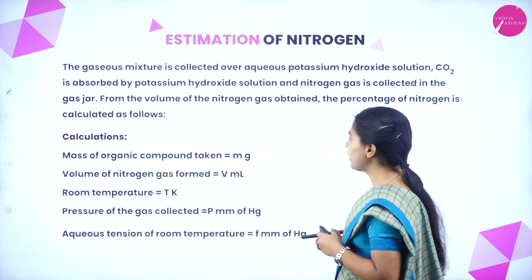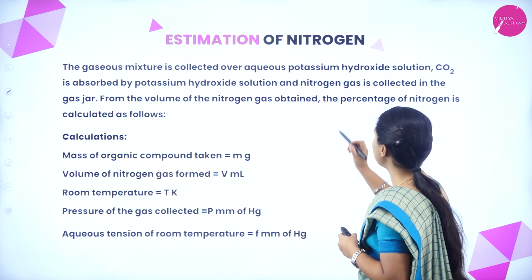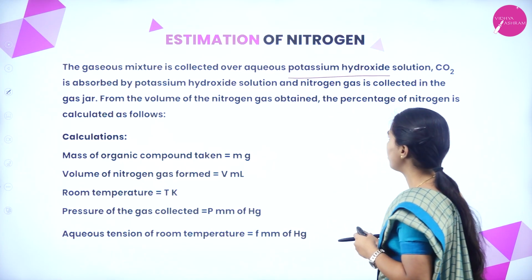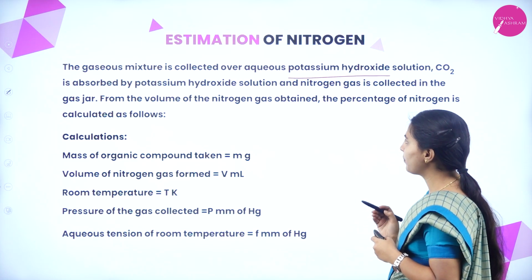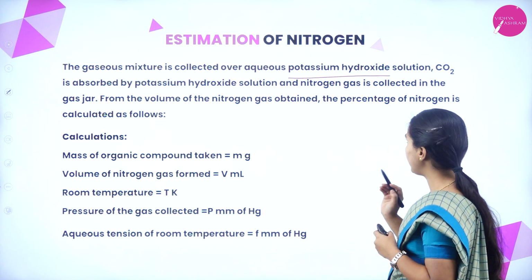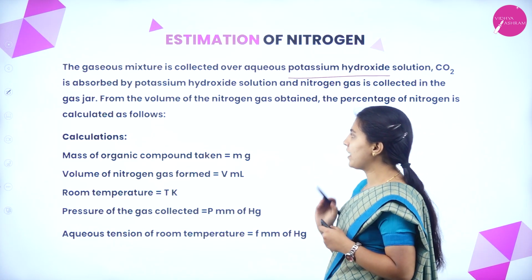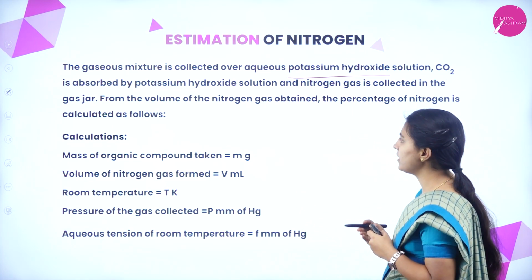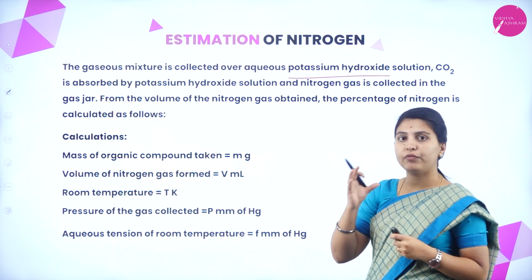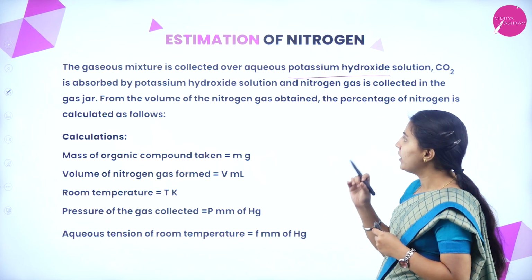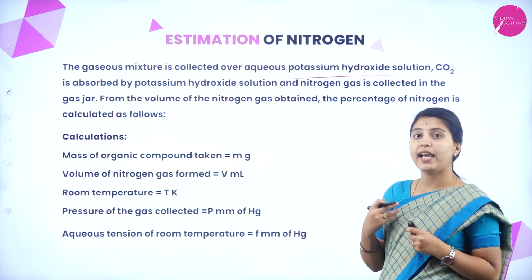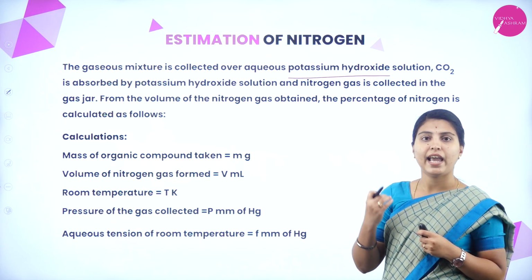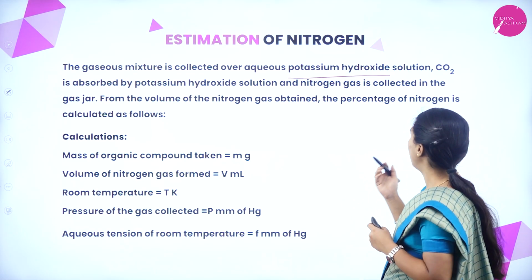The gaseous mixture is collected over aqueous potassium hydroxide solution. Carbon dioxide is absorbed by the potassium hydroxide solution and nitrogen gas is collected in the gas jar. From the volume of nitrogen gas obtained, the percentage of nitrogen is calculated as follows. We got nitrogen gas, and that gaseous mixture is collected over aqueous KOH.